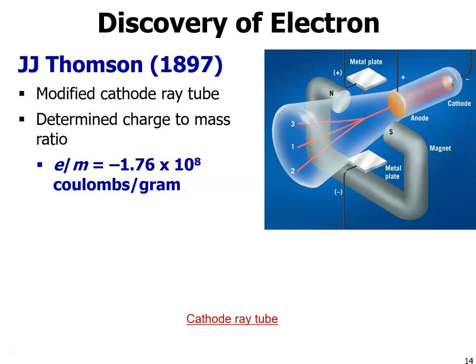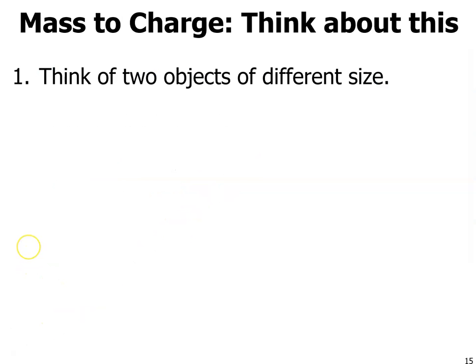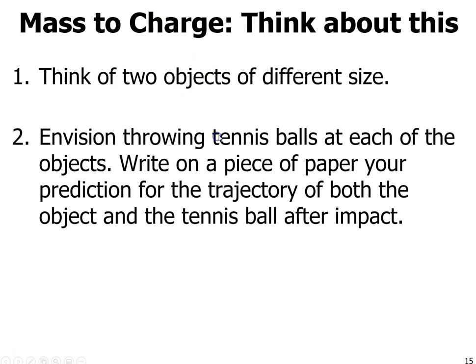So we use this to detect different elements, and we look at its ability to come through something similar to this, and the mass of it is determined by how much it's deflected by the magnet. The higher up or further down it goes tells us the size of the compound coming through. So think about it in a slightly different way than I mentioned before: two objects of different sizes, like a car and a bicycle, or a semi-truck and a bicycle.